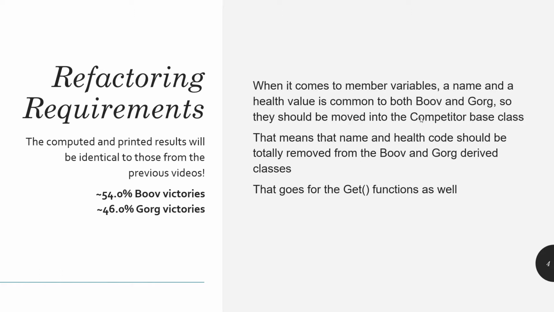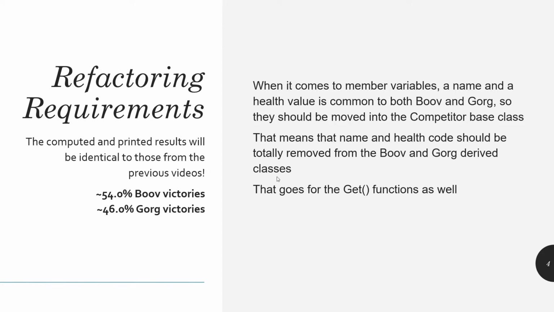And the gorg has a 4th one, but that's not common, so that doesn't get bubbled up, as you will see. And so that means that the name, the health, and the shield, those member variables, as we bubble them up, you will see that we totally remove them from the gorg and the boov. And so a lot of students end up putting this health and name and shield in multiple places in their code, and all it does is cause problems with the compiler at runtime and all sorts of stuff.